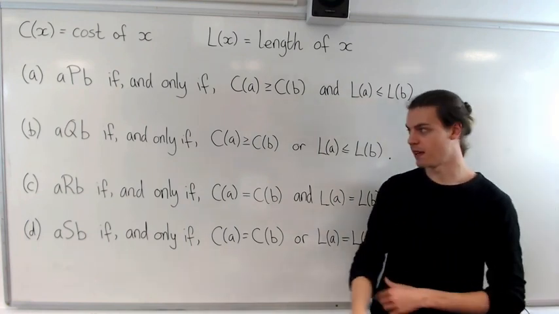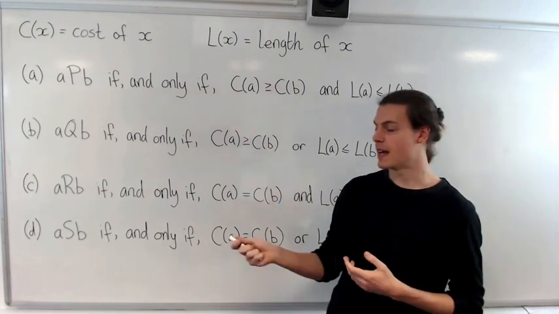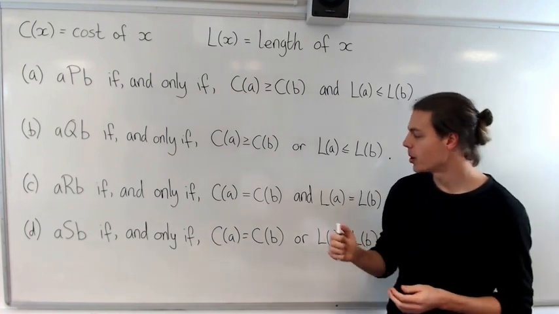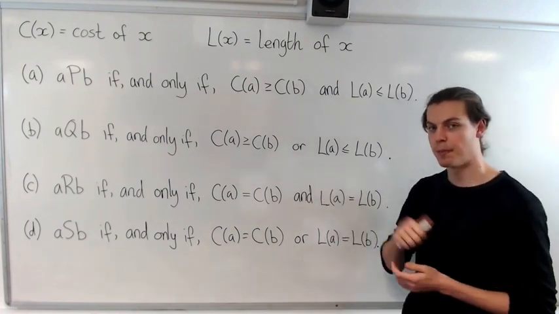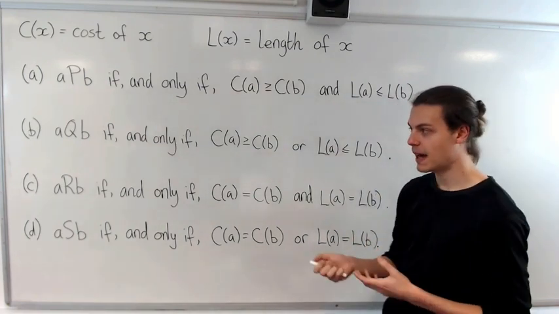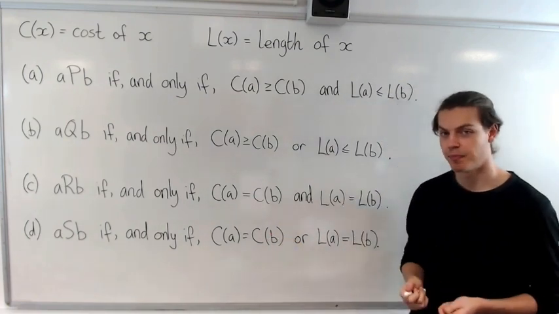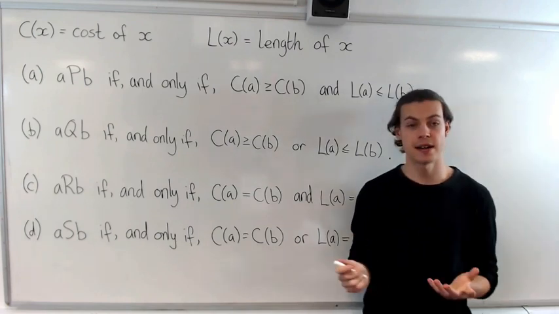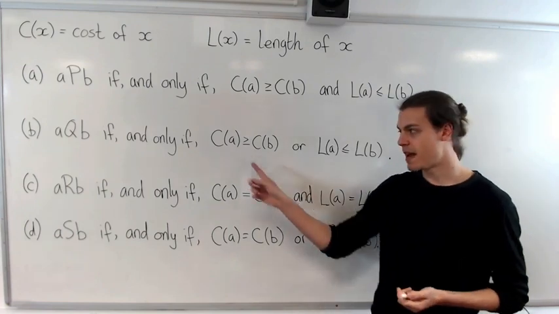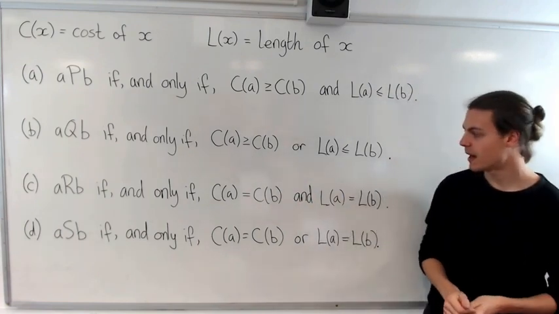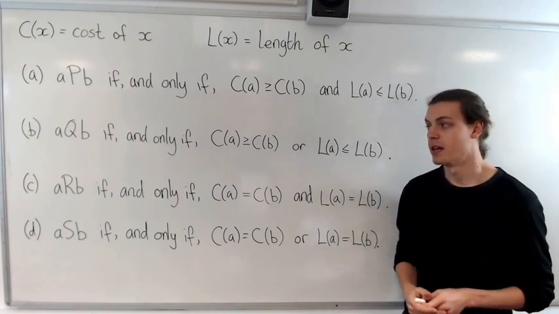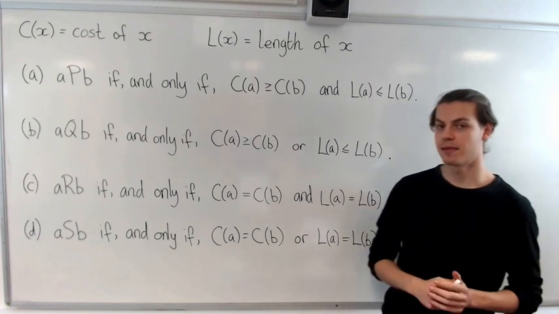Is it a transitive relation? Well, if book A costs more than book B, and book B is shorter than book C, then A is related to B and B is related to C. But it's not necessarily the case that A is related to C. C may cost more than A, and A may be longer than C. So no, this is not a transitive relation.